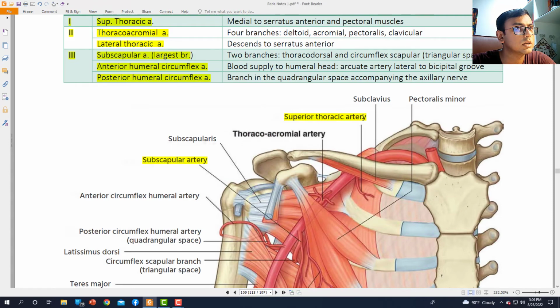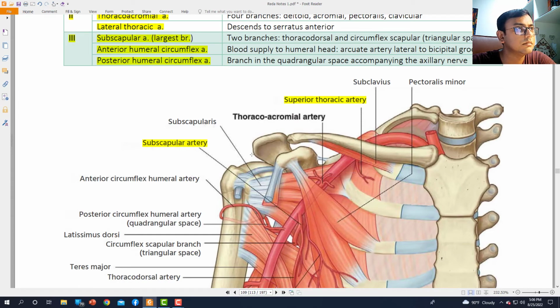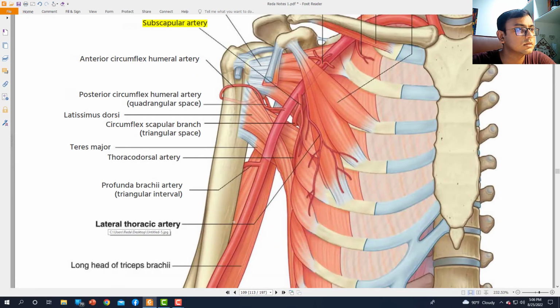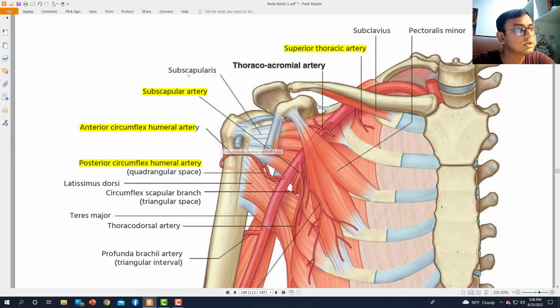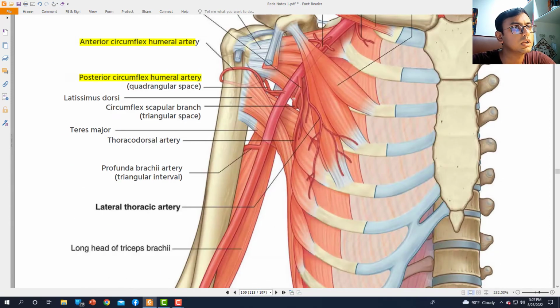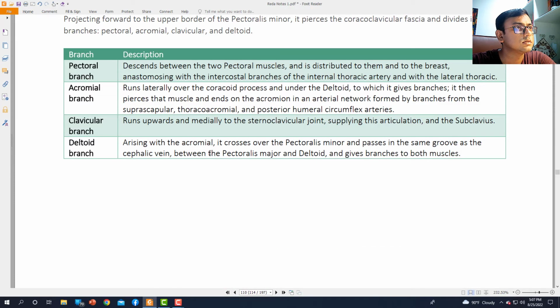Second part has the thoracoacromial artery and the lateral thoracic. So the lateral thoracic is the second part, bolded. Another one is the subscapular, and the anterior circumflex humeral artery, posterior circumflex humeral artery. So the third part contains three branches: the superior thoracic is the single branch, and the middle part has two branches: the thoracoacromial artery and the lateral thoracic artery.